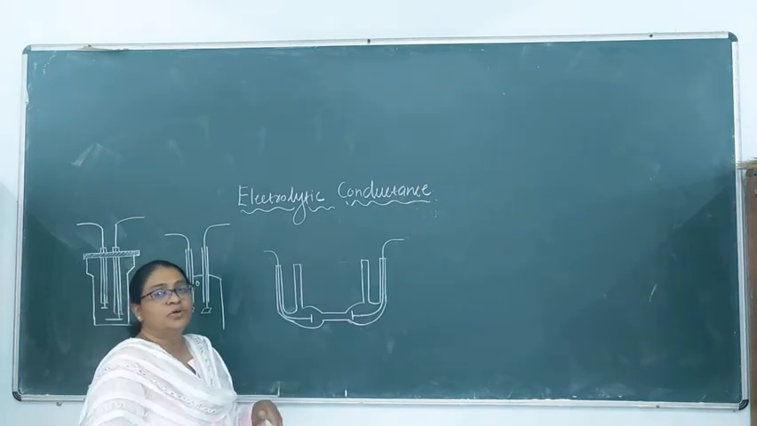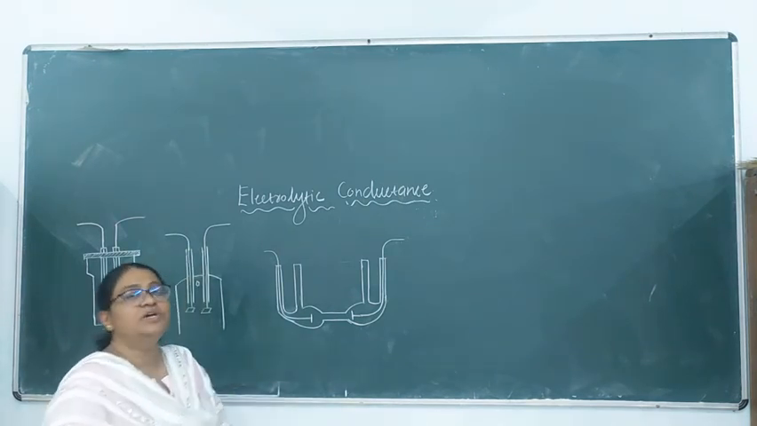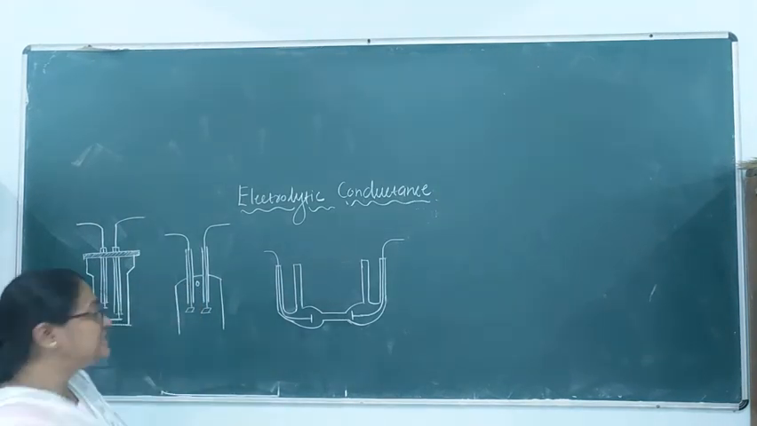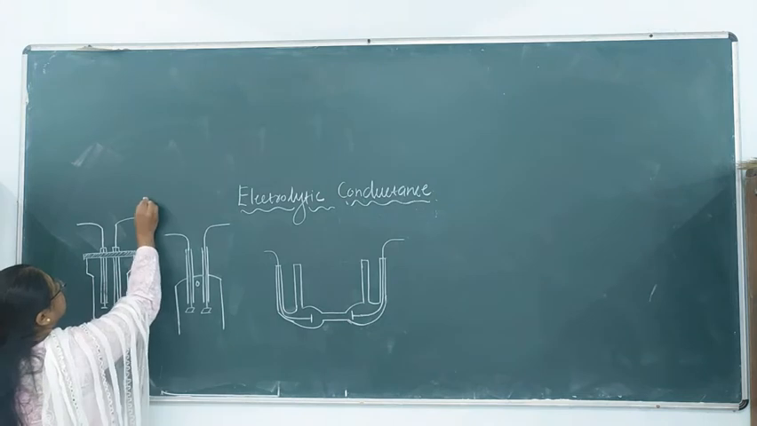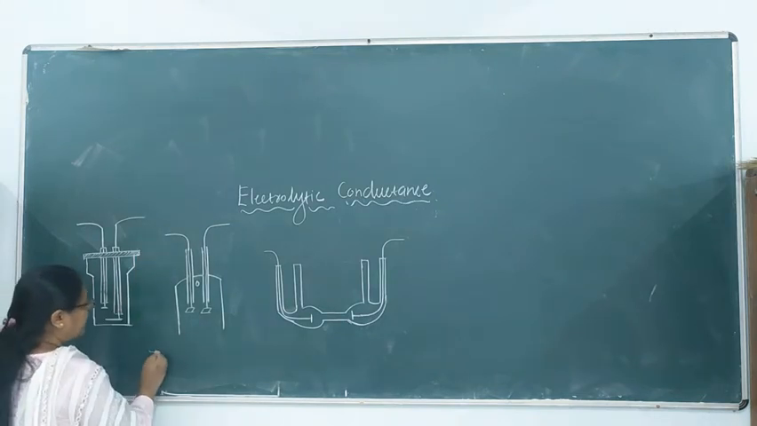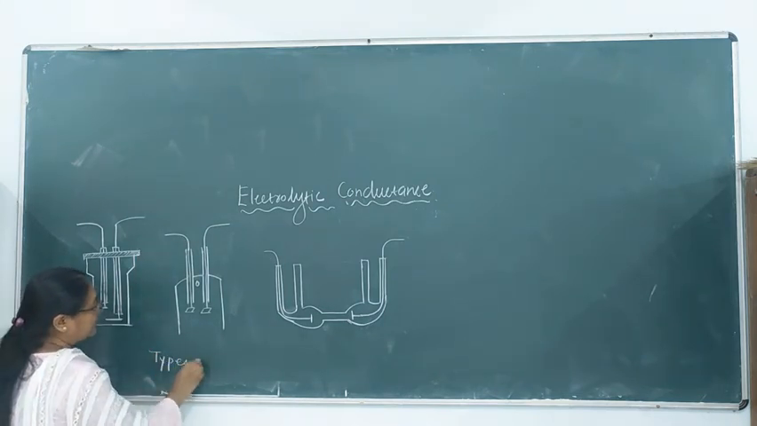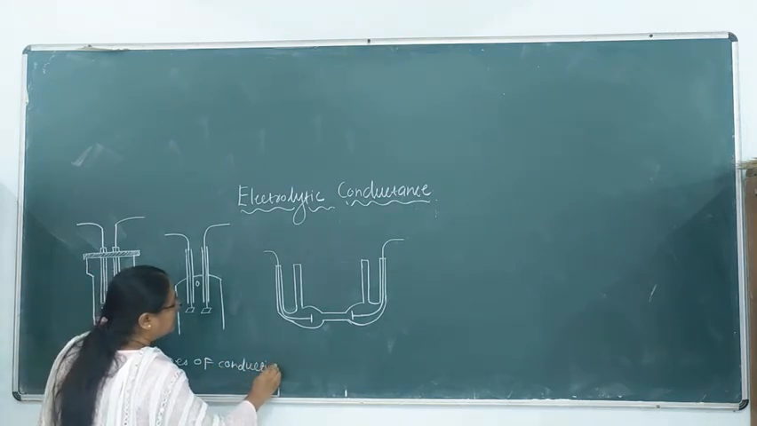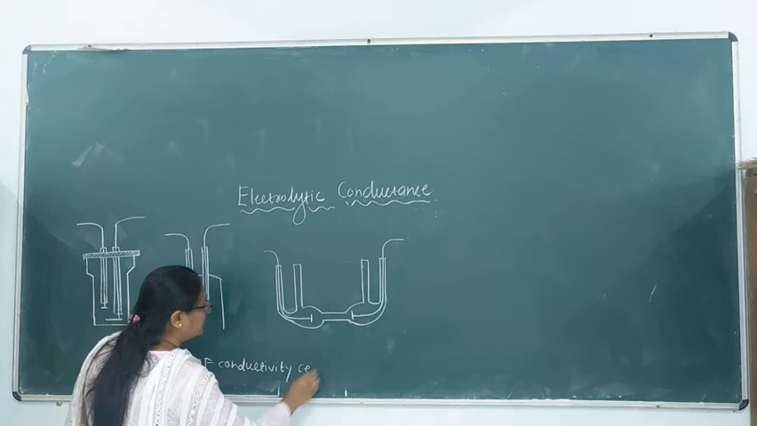Now let's go to the conductivity, how the conductivity is measured. To take the conductance, the conductivity cells are used and these are the types of conductivity cell. Now what is conductivity cell? First that we will see.